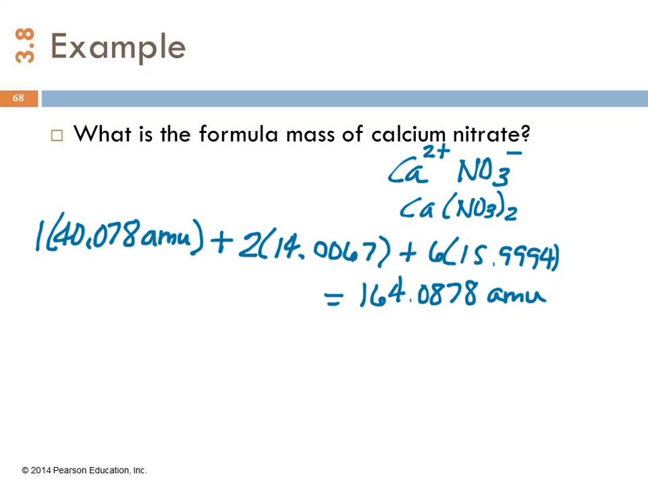How many significant figures? We're basically adding, right? So if we thought about taking this number plus that number, we're adding 14.0067 twice and adding this number 6 times. This has 4 decimal places, this has 4, and this has 3 decimal places, so we should stop here and call that 164.088 atomic mass units.